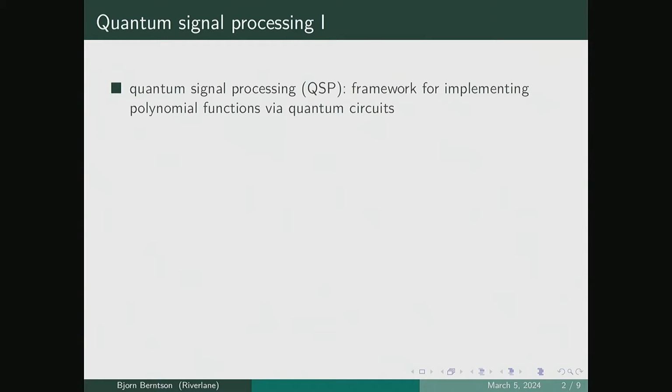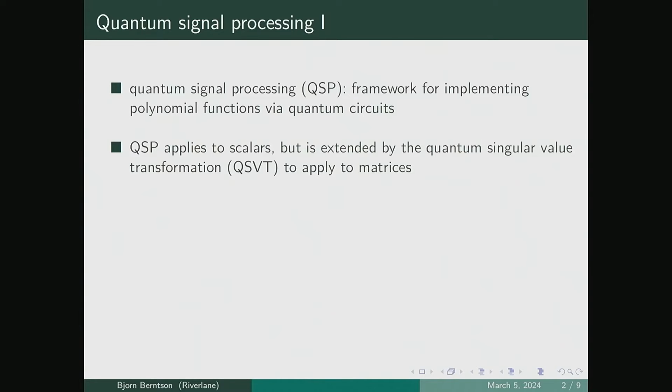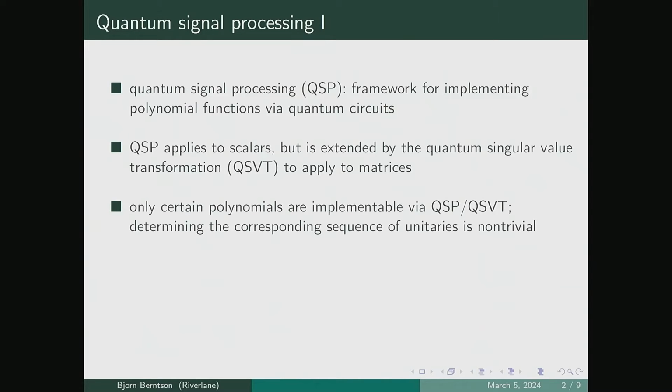So in the first instance, I'm talking about quantum signal processing, which is a framework for implementing polynomial functions via quantum circuits. And quantum signal processing, or QSP, initially applies to scalars, but it's significantly extended by the quantum singular value transform to apply to matrices as well. Only certain polynomials are implementable via this framework, and moreover, if you're given some polynomial, determining the sequence of unitaries needed to implement it is non-trivial.